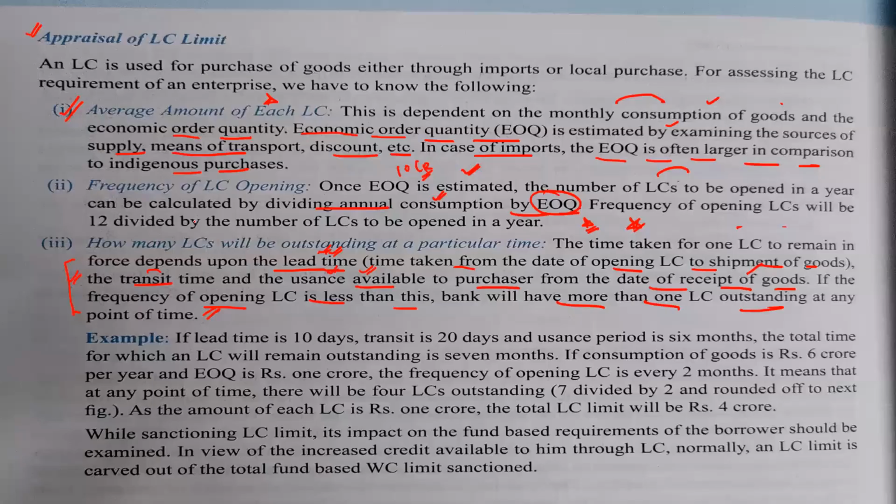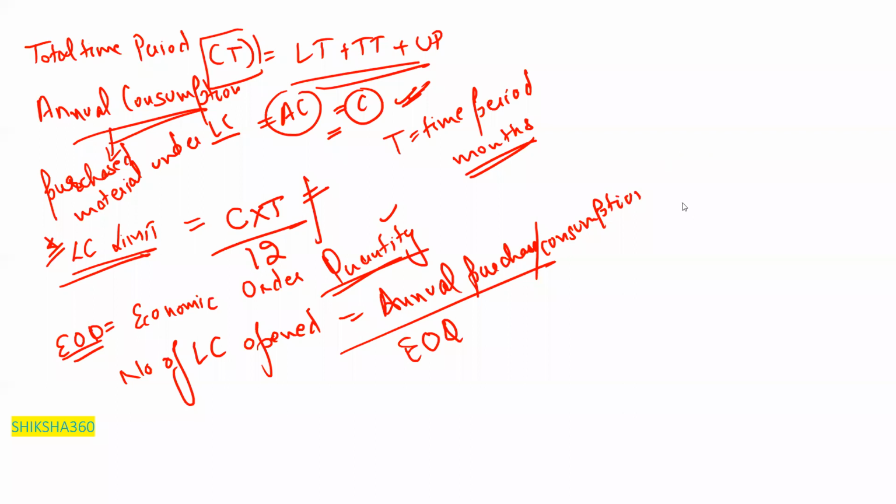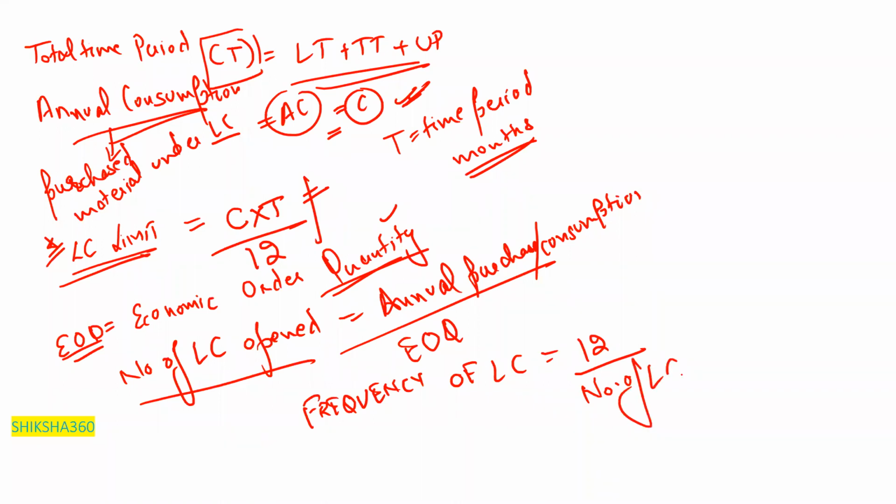The frequency of opening LCs will be 12 divided by the number of LCs to be opened in a year. Clear? I will write here: what is the frequency of the LC? Frequency of the LC is equal to 12 upon number of LCs opened. Clear?